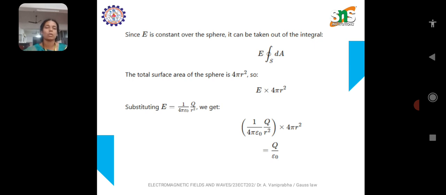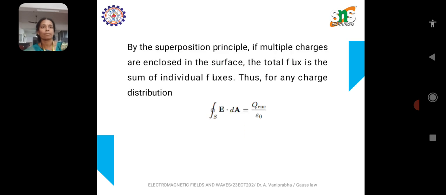Substituting E is equal to 1 by 4 pi epsilon Q by r square, we get 1 by 4 pi epsilon r square into Q into 4 pi r square. Finally, the integral of E dot dA is equal to Q by epsilon naught. By the superposition principle, if multiple charges are enclosed in the surface, the total flux is the sum of individual fluxes. Thus, for any charge distribution, the closed surface integral of E dot dA will be equal to Q enclosed by epsilon naught. This is Gauss law.